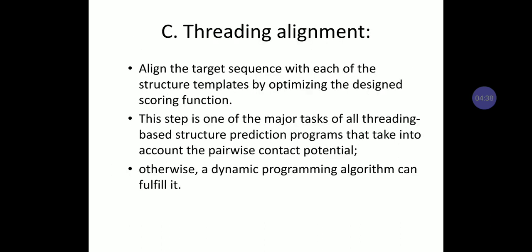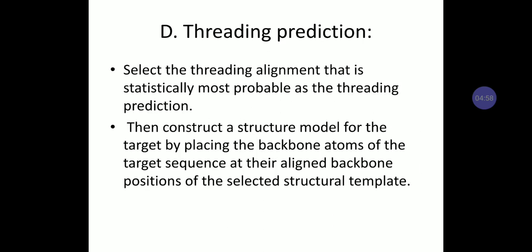The third is the threading alignment. Align the target sequence with each of the structure templates by optimizing the designed scoring function. This step is one of the major tasks of all threading-based structure prediction programs. A dynamic programming algorithm can be used for this.